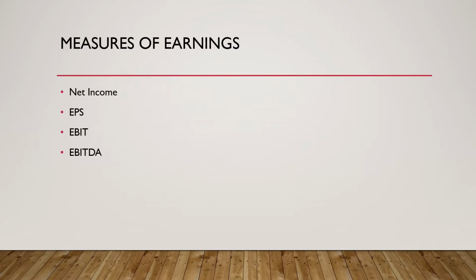In this segment, we're going to talk about 4 types of measurements for earnings for a company. So basically, we're going to look at the income statement for a company, and we're going to look at some specific items that we need to look at to see how profitable and how well the company is actually doing. Those items are net income, EPS, earnings per share. The third item is EBIT, which is earnings before interest and taxes. And the fourth one is EBITDA, earnings before interest, taxes, depreciation, and amortization.